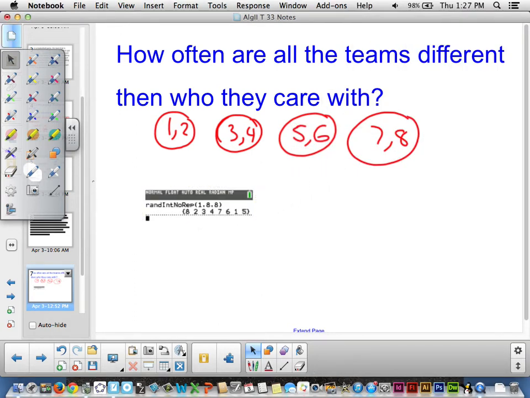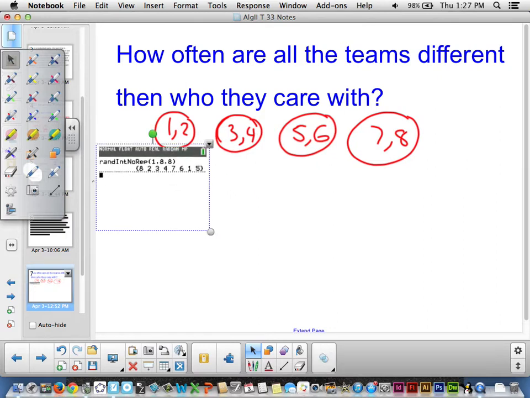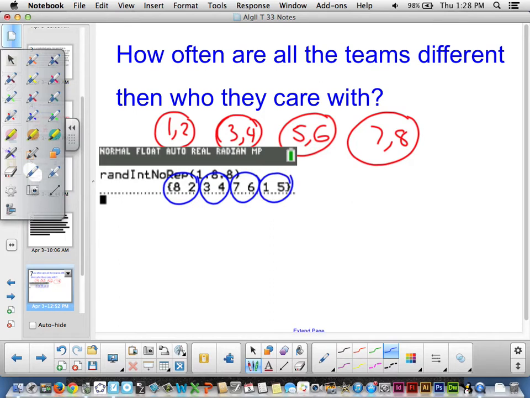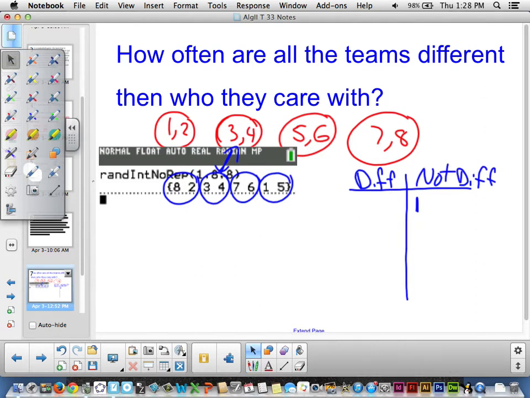here are the results for the first trial, and I want to take a look. Did anyone come with who they came? Is anyone paired with who they came with? So here's the teams. Pair them up. And we can see that 3 and 4 came together and they were randomly paired together. So this is once where the teams were not different. Right, so there's once where they were not different.